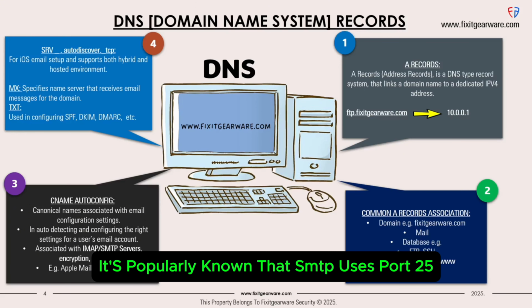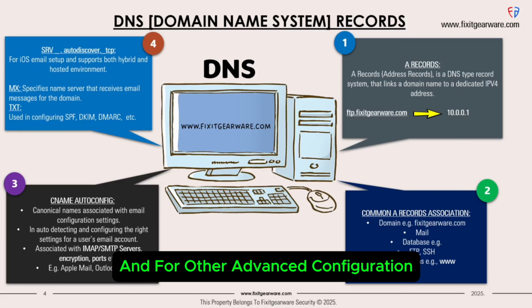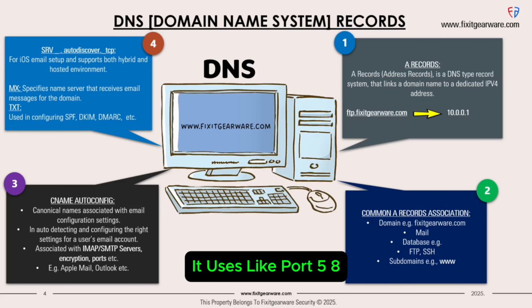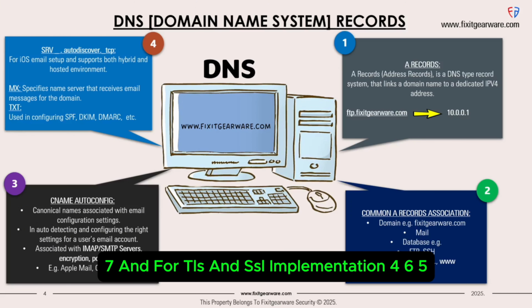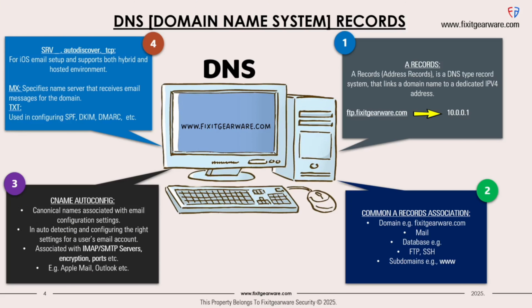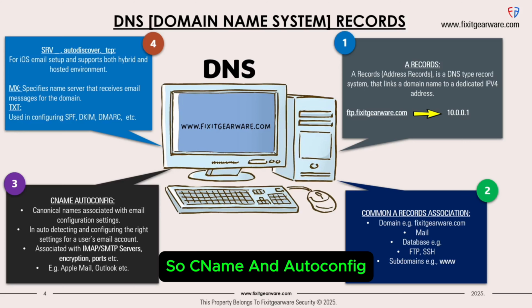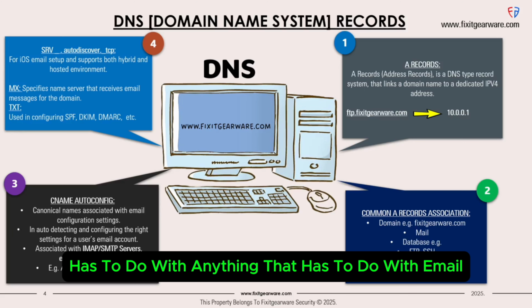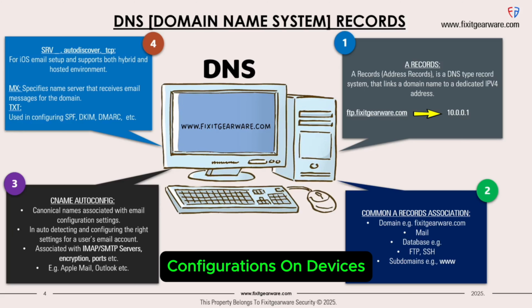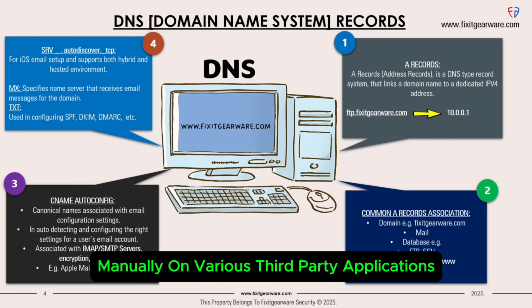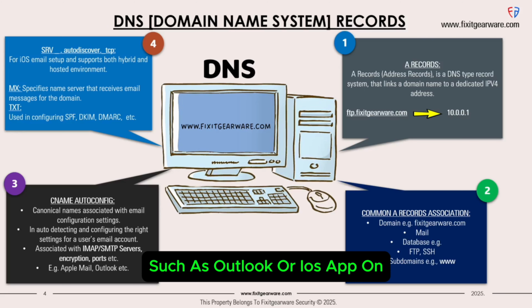It's popularly known that SMTP uses port 25, and for other advanced configuration, it uses port 587, and for TLS and SSL implementation, 465. So CNAME and autoconfig has to do with anything that has to do with email configurations on devices, and setting them up manually on various third-party applications such as Outlook or the iOS app on your organization's device or personal device that you use.